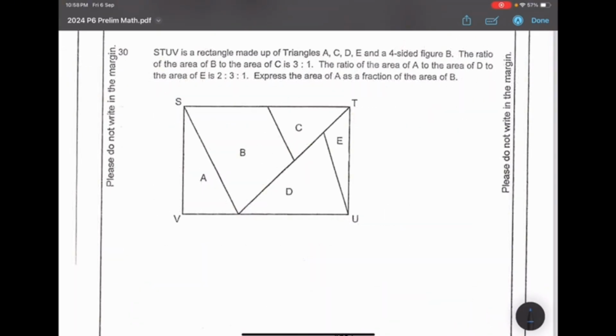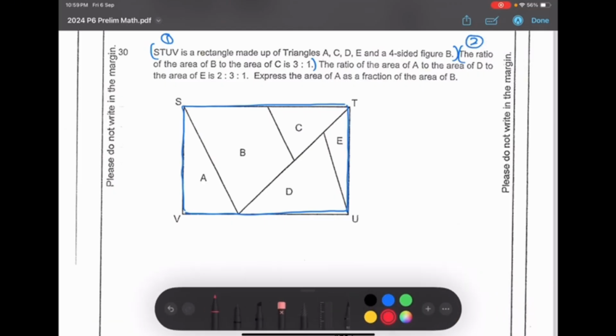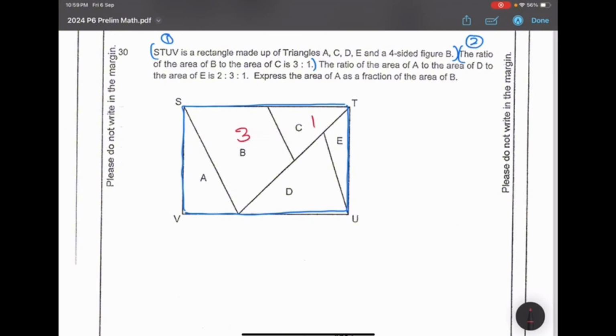Alright, let's move on to question 30. STUV is a rectangle. STUV is the one that I'm highlighting right now. Okay, it's a rectangle made up of triangles A, C, D and E and a four-sided figure B. Alright, this is sentence number 1. Let's move on to sentence number 2. The ratio of the area of B to the area of C is 3:1. Alright, so I want to list that down below. Okay, this is 3, this is 1. Right, B is to C, 3:1.